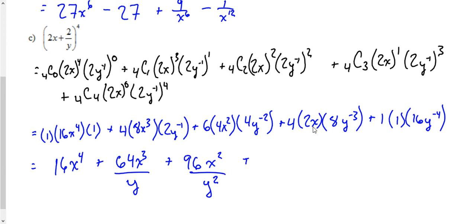4 times 2 times 8 again, that's another 64. X in your numerator, y cubed in your denominator. And finally, you have your 16 numerator, because it's positive exponent of 1 on that, 16, denominator, y exponent 4.